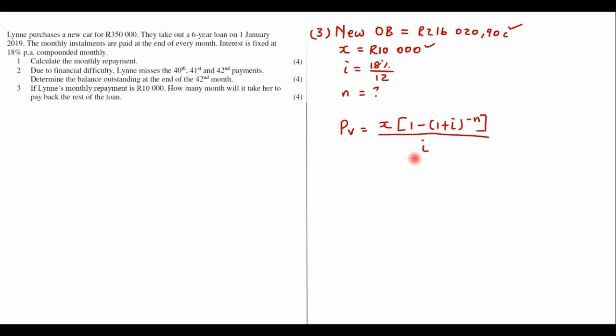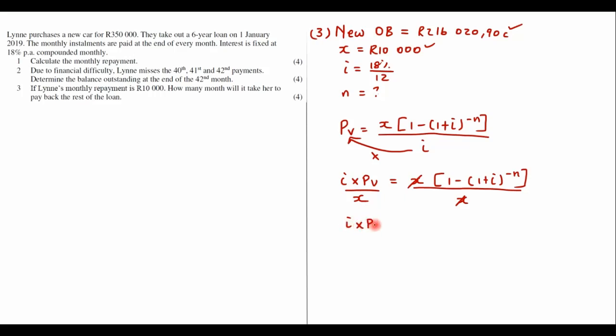So just like how I've done in the previous one, you need to always make sure that you isolate. To find N here, you're first going to cross multiply, like that. And then we have 1 minus (1 plus i) to the power of minus n. Then I'll divide by x on both sides, because I need to have this part that is n.